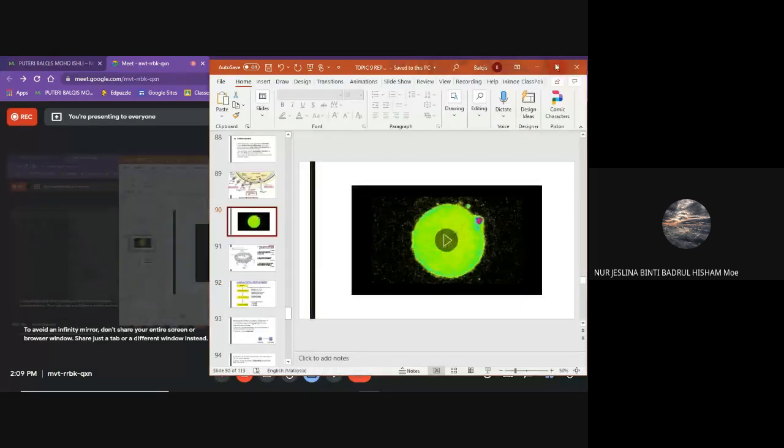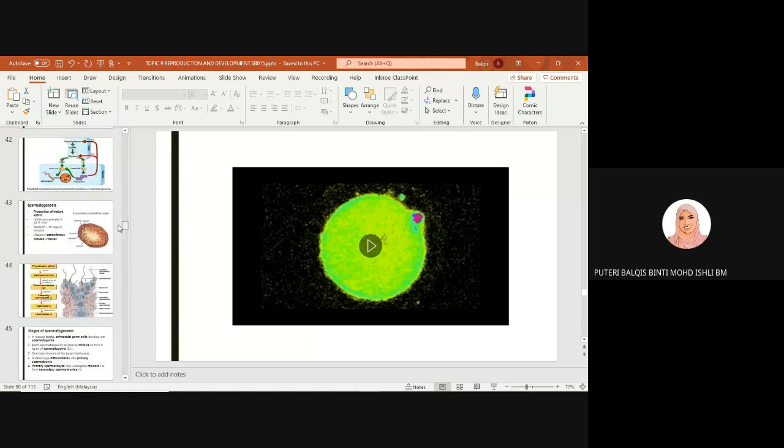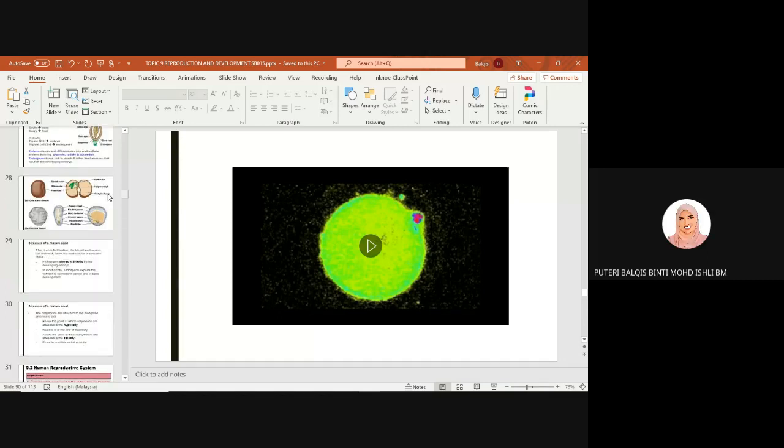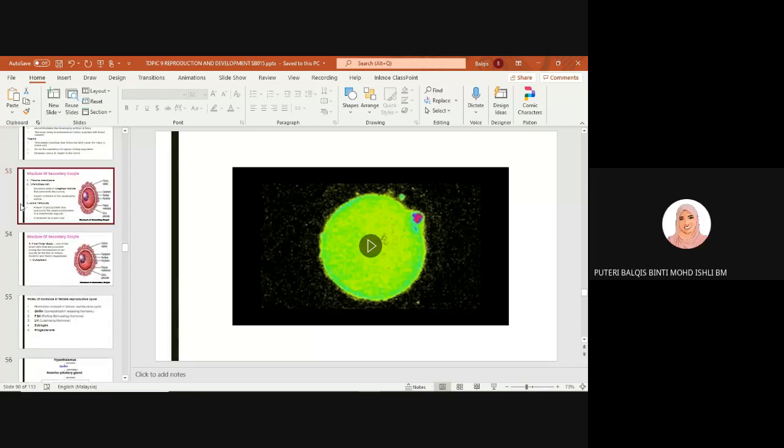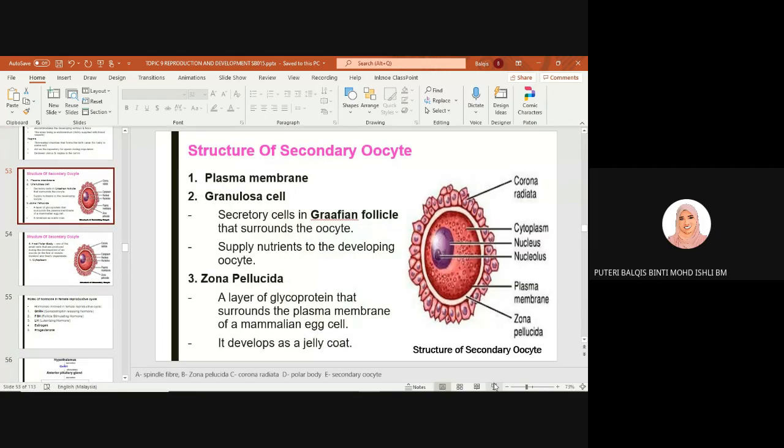Alright, Assalamualaikum dan salam sejahtera. So kita akan sambung. Dengar ke suara saya? Dengar. Dengar kan? Okay. Semalam kita tak discuss lagi ni kan?